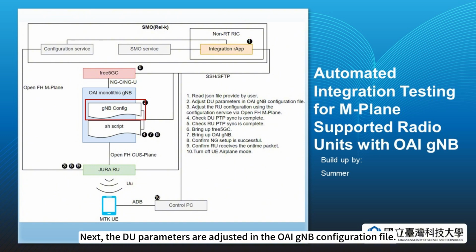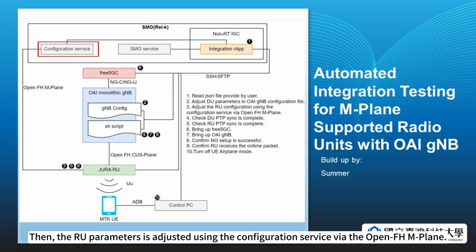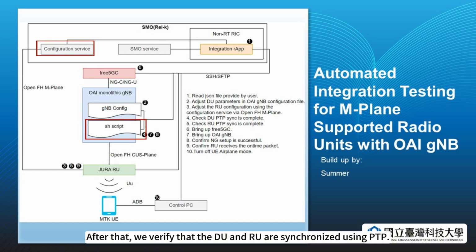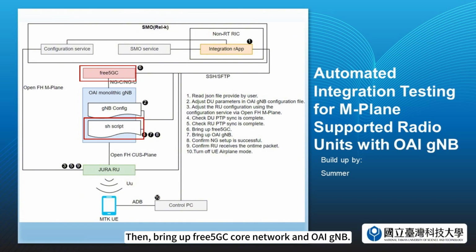Next, the DU parameters are adjusted in the OAI-GNB configuration file. Then, the RU parameters are adjusted using the configuration service via the Open Fronthaul M-plane. After that, we verify that the DU and RU are synchronized using PTP. Then, bring up B5G core network and OAI-GNB.